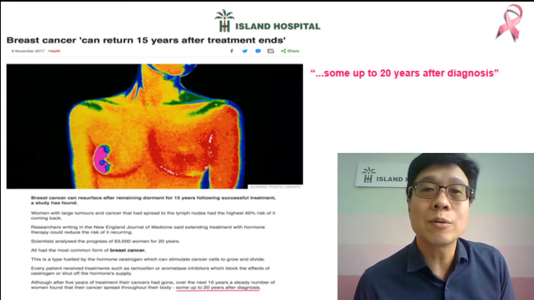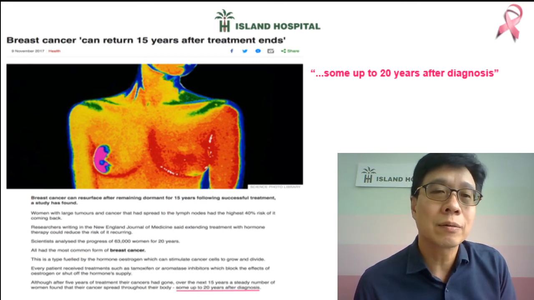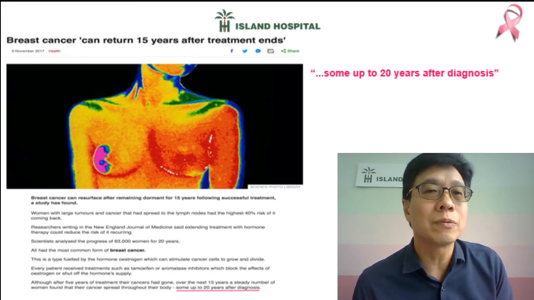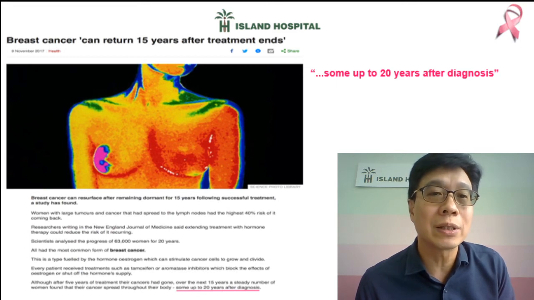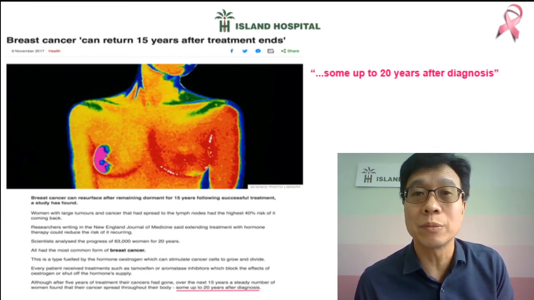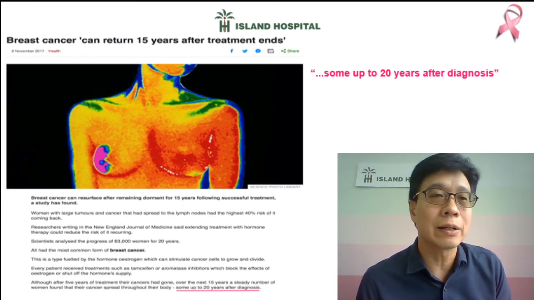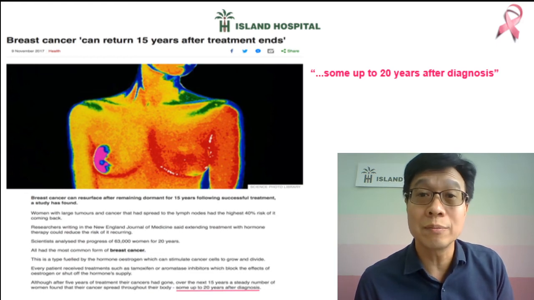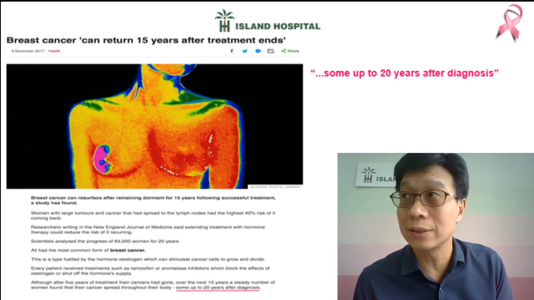Now, this is a write-up from about 3 years ago about a journal article published in the New England Journal of Medicine. It shows that breast cancer can return after 15 years of treatment. Apparently, it can stay dormant for a long time, and some even up to 20 years after diagnosis.